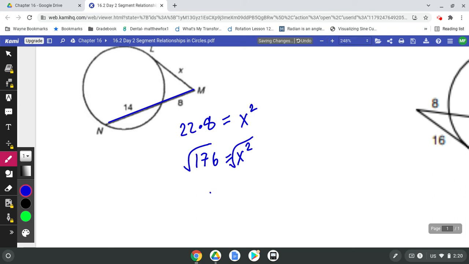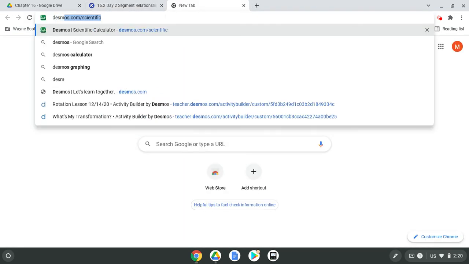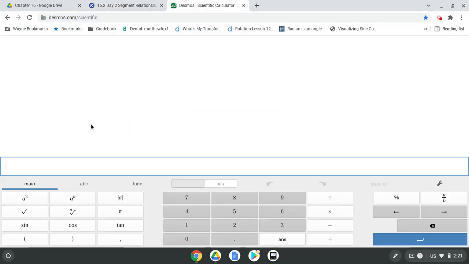Now, 176 is not a perfect square. So if we open up desmos.com/scientific, we can take the square root of 176. And as you can see, it's 13.26. Let's round to the nearest tenth, so 13.3.